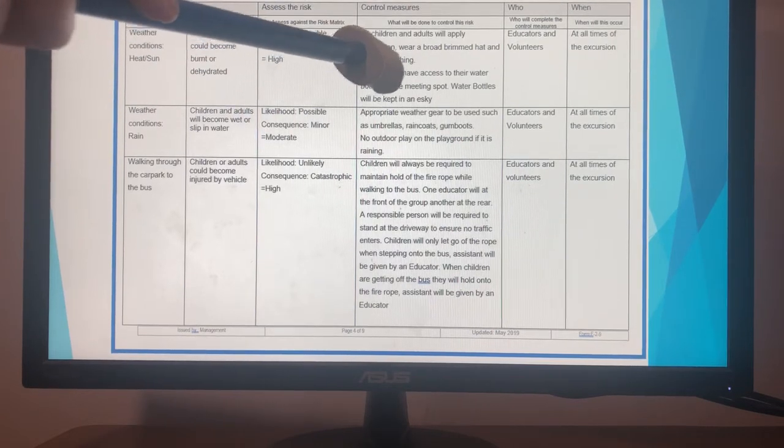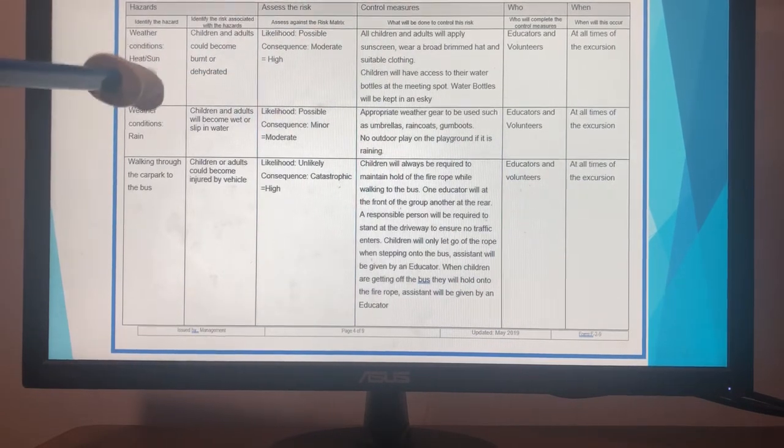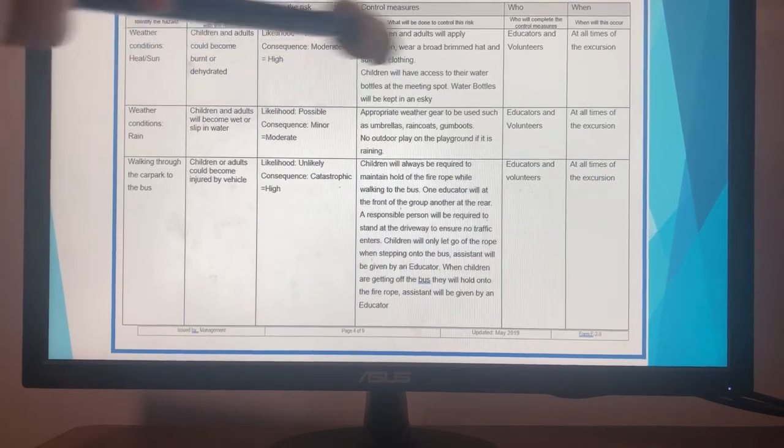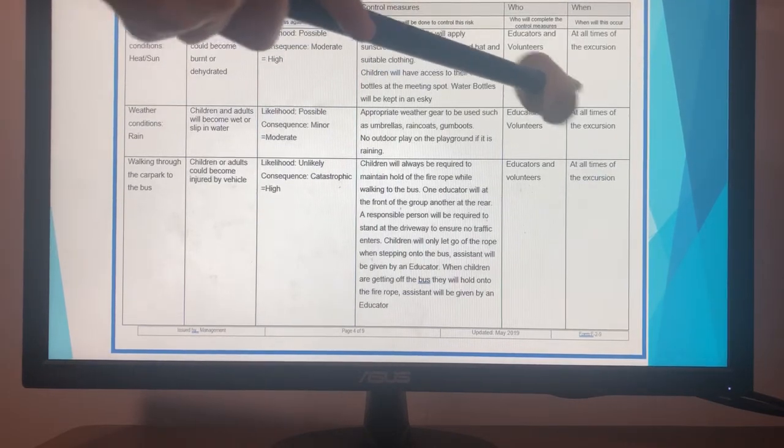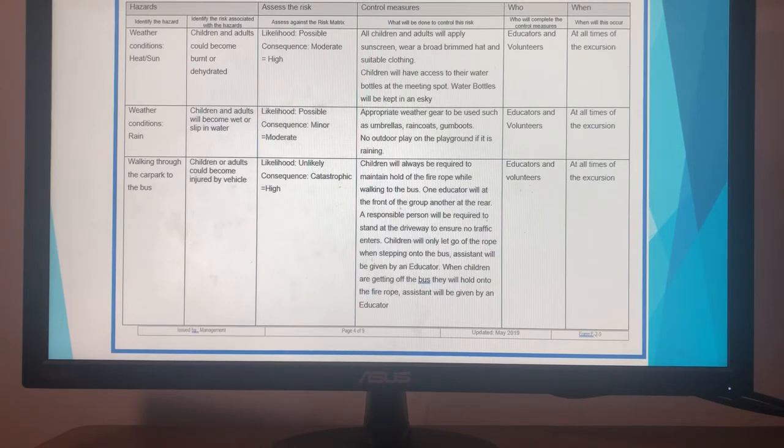Then we need to outline how we're going to minimise this risk from happening, okay? Who's going to be responsible for that and when is it going to happen as well? So have a quick look at what we've identified in this risk assessment for this specific excursion. We're going to move on to the next page now so you can have a look at what else we've identified.